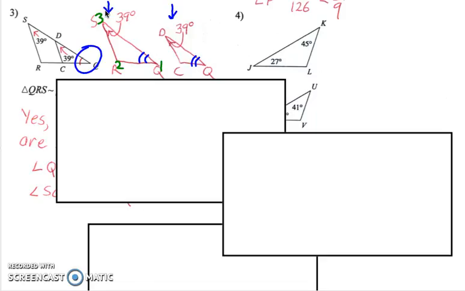We know that the angle Q's correspond with two arc marks. R doesn't have any arc marks. C doesn't have any arc marks. So I know that's going to be the second letter. Angle S is 39 degrees, and I know angle D is 39 degrees. So I know that this is going to be the third letter in that similarity statement.